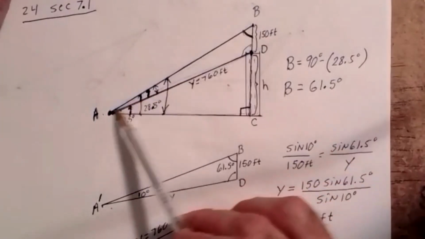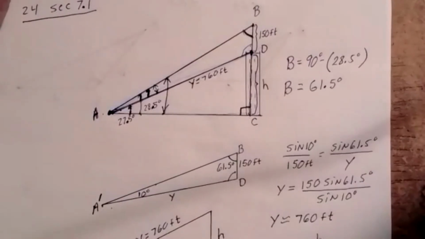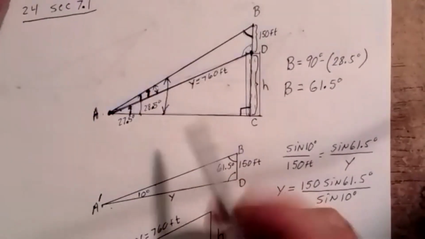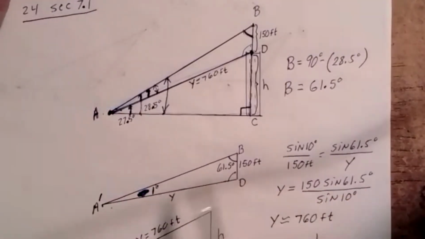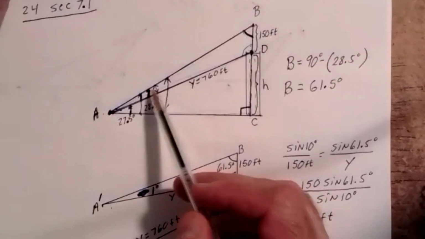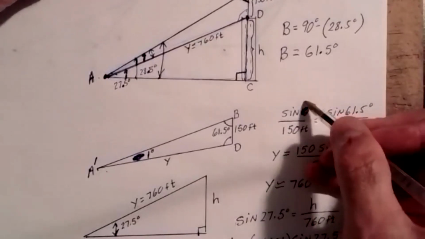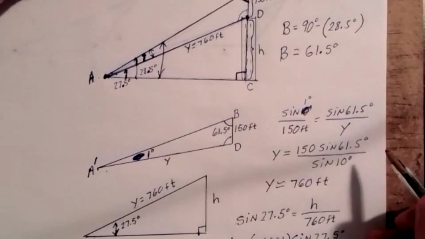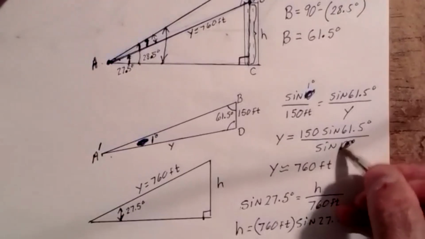Isn't angle A prime 1 supposed to be 1 degree, not 10? So you've got 27.5 and 28.5. This is 1 degree. Yeah, there's my Monday mindset. 28.5 minus 27.5 degrees is a 1 degree angle. So this is not correct. This should be the sine of 1 degree here. So Y should be 150 times the sine of 61.5 degrees divided by the sine of 1 degree.